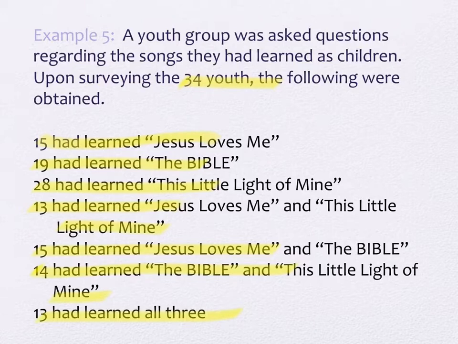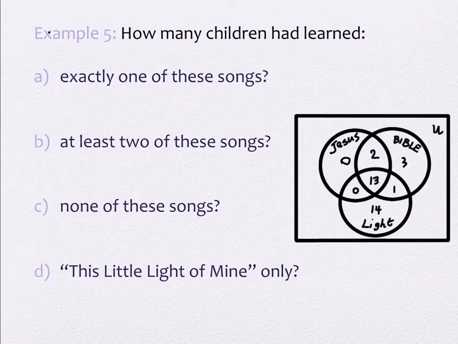The universal, the 34, excuse me, youth. So, taking a look at my diagram, how many youth are currently accounted for? 33, so I need 1 more out here. And we're going to answer a few questions. How many of the children had learned exactly 1 song? So where on this picture would exactly 1 song be? Tell me the numbers you're seeing.